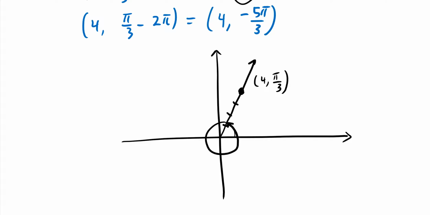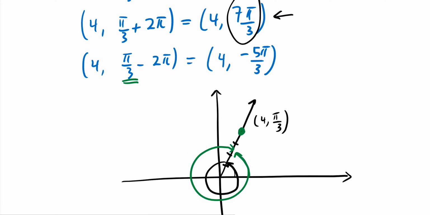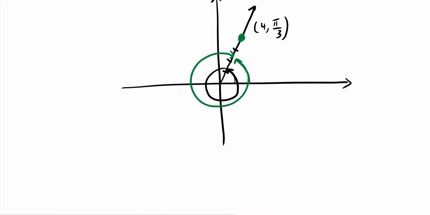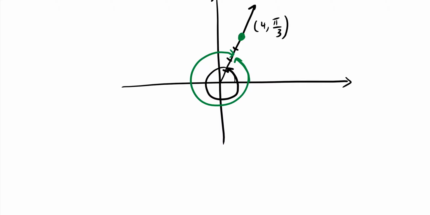What about the other one? The other one is you go pi over 3, and then 2 pi in the opposite direction. It landed us at the same point. So all these points are the same on the polar axis. If you travel 2 pi more, 4 pi more, a multiple of 2 pi, could be positive or negative, it lands you back at the same point. So that's how we get the same point all the time.